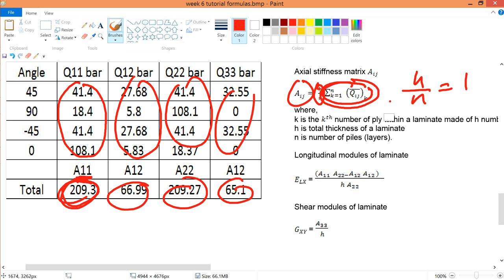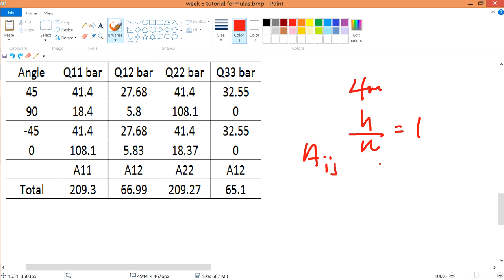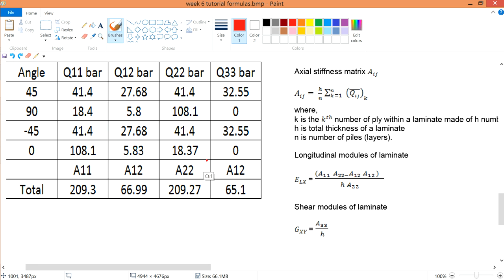But however, if you think about it, if h over n is equal to 1, this means that this h, this thickness of the laminate, is 1 meter. You know why? It's because all these q's are in terms of gigapascal, which is in terms of meter. If you're talking about that, then this thing should be in meter also, because everything must be consistent. But that's the problem, because our thing is in terms of millimeter, and this is why there is a problem out there. But nonetheless, this is our aij from the answer.